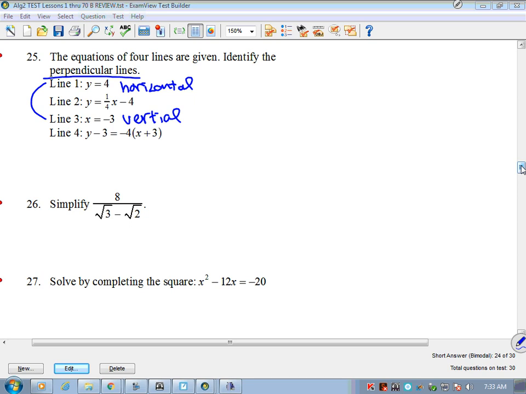This line number 2 is already in the proper form. We just have to check this. Now, the only thing that's going to affect slope right there is that -4 times x. So I know that this slope here is going to be -4x. Because -4x and +1/4 are opposite reciprocals, I know that lines 1 and 3 and 2 and 4 are perpendicular lines.